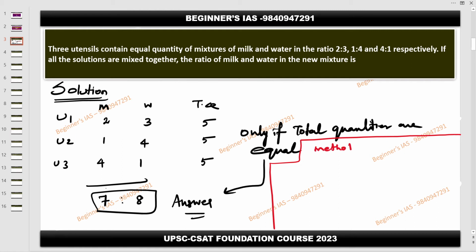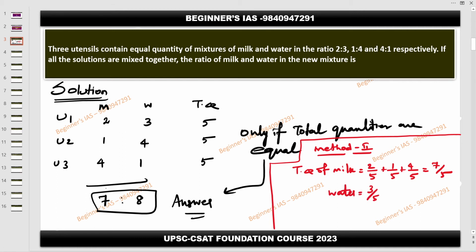Method 2: for the ratio of the milk and water in the new mixture, first of all, identify the total quantity of milk. Here 2 by 5 in the first one, 1 by 5 in the second one, then 4 by 5 in the third one, which is equal to 7 by 5. Then the total quantity of the water is 3 by 5 plus 4 by 5 plus 1 by 5, which is equal to 8 by 5.